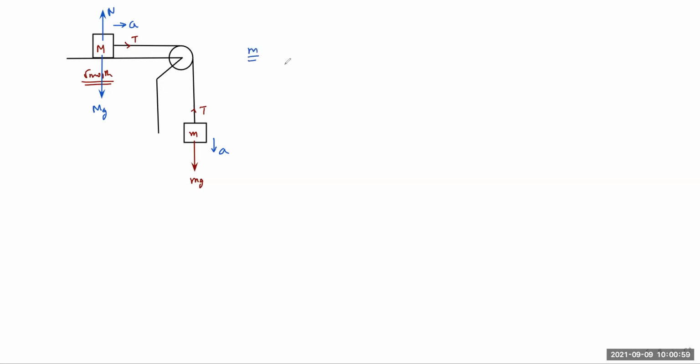So what are the laws of motion for the small m? For small m, what should we write? The equation. Mg minus T equals ma. Very good. And what about the top block? What is the equation for the top block? So T equals capital Ma. Very good.